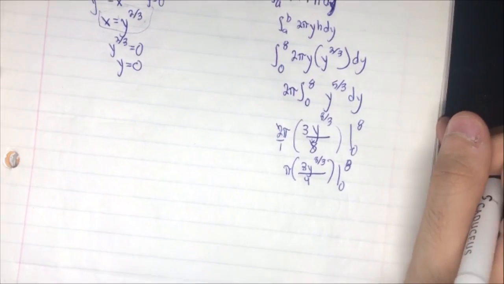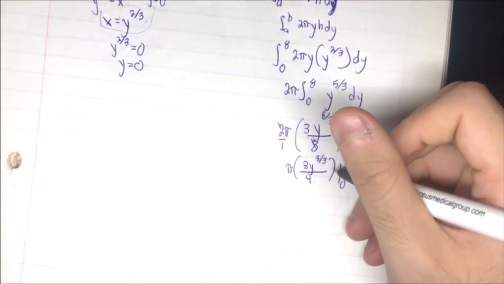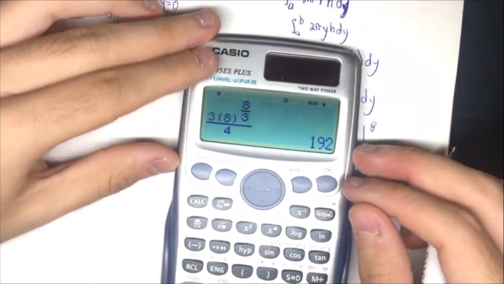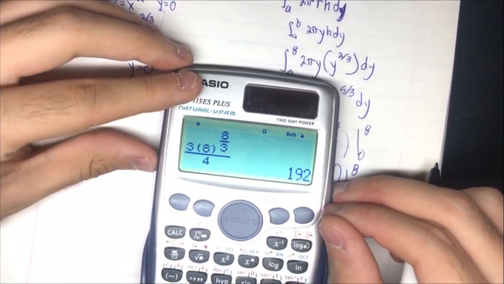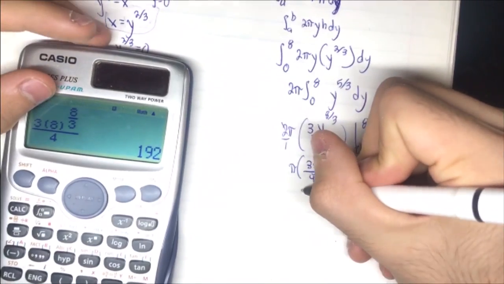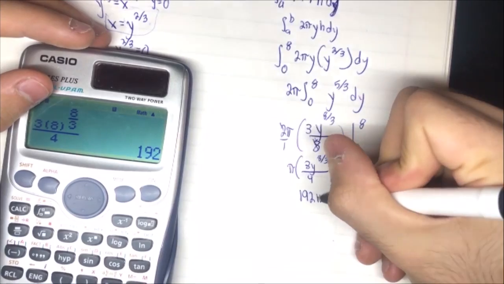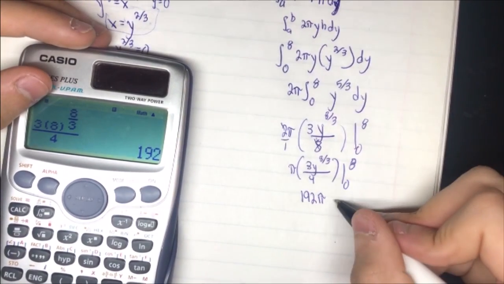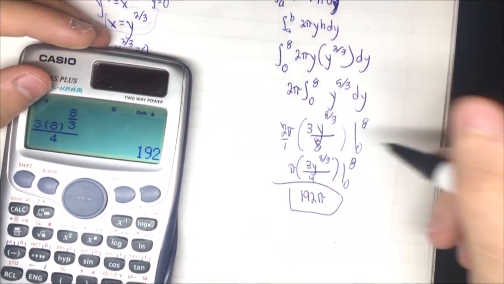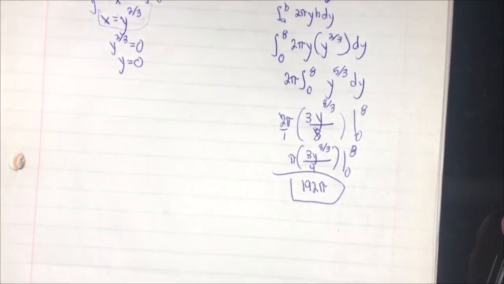Alright, so plugging in the 8, what does that give us? If we plug in an 8, that gives us 192. So we have 192 pi, and then minus 0, that's just going to give you 0. So the final answer is 192 pi.